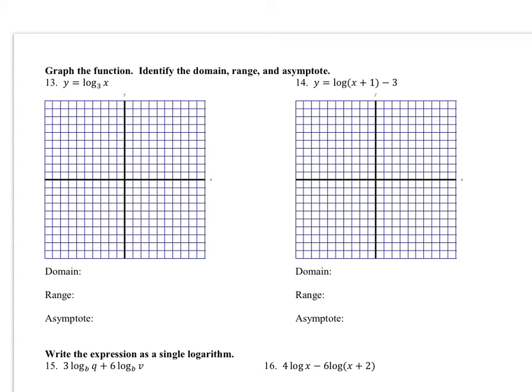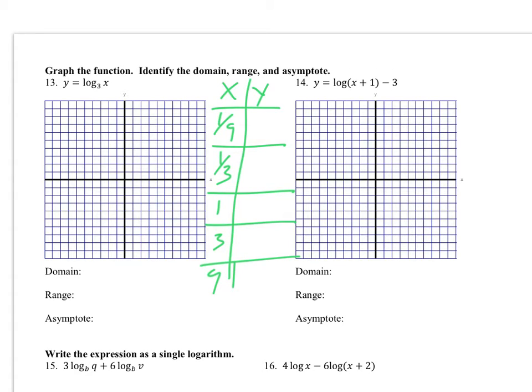Alright, so looking at graphing these logarithm problems. So number 13, we've got a log base 3 of x. And so when we make our table of values, we want to pick values of x that are really powers of 3. So 1/9 is 3 to the negative 2. So our y value then is negative 2.